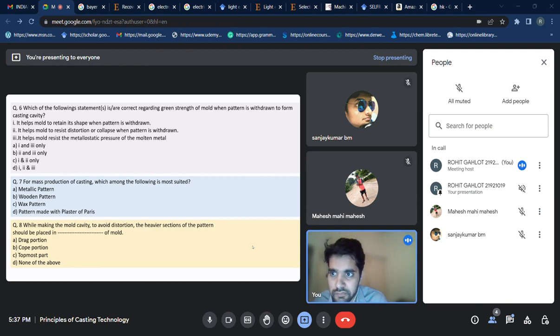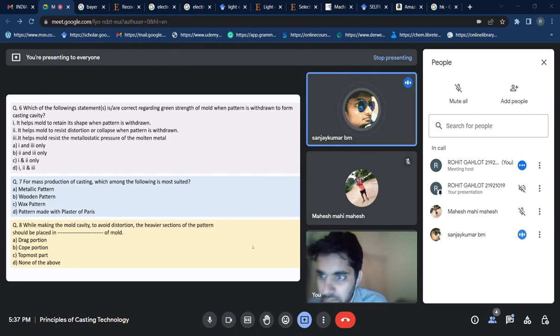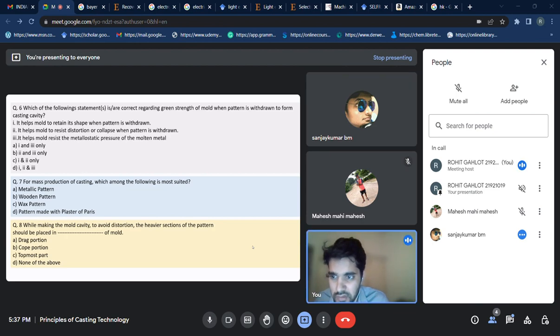So now the sixth question: which of the following statements are correct regarding green strength of the mold when the pattern is withdrawn to form the casting cavity? The options are: it helps the mold to retain its shape when the pattern is withdrawn. Yeah, it is true. It helps the mold to resist distortion or collapse when the pattern is withdrawn. Yeah. And the third is it helps the mold resist the metallostatic pressure of the molten metal. No, it is not the case. So 1 and 2 only, option C. Yeah, correct.